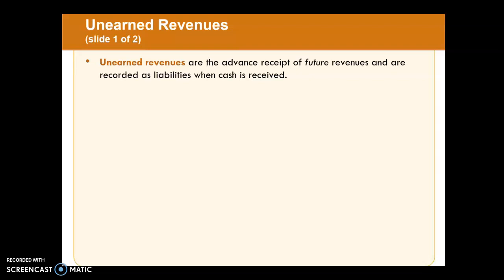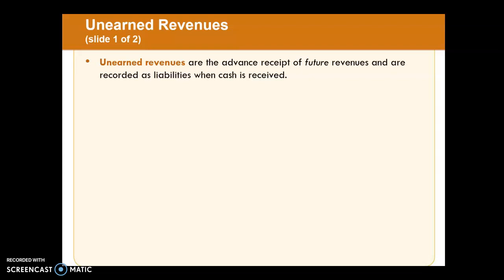What is unearned revenue? Unearned revenue is a situation where your client places an order. For example, they come and see you and ask you to complete a service, for example, painting a building. So when they book, they also pay in advance.